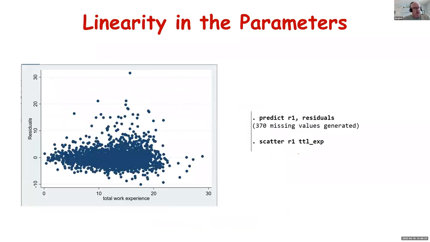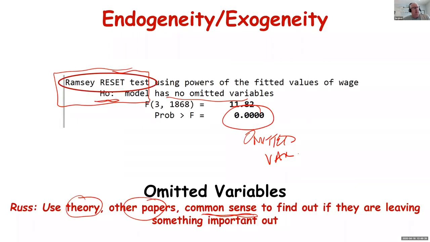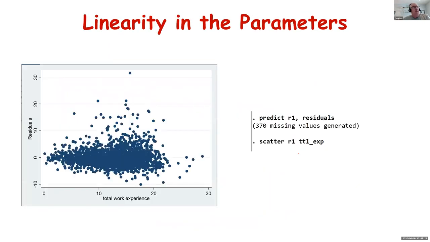The next thing we talk about is linearity in the parameters, and he will also use Ramsey's test for that. But in this case, you're trying to look at the plot between the residuals that you get and your predicted values.